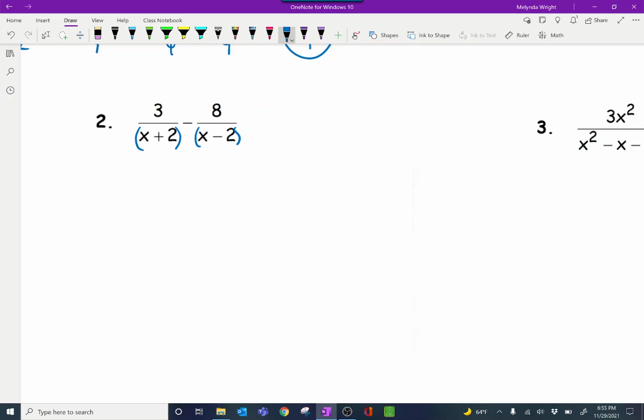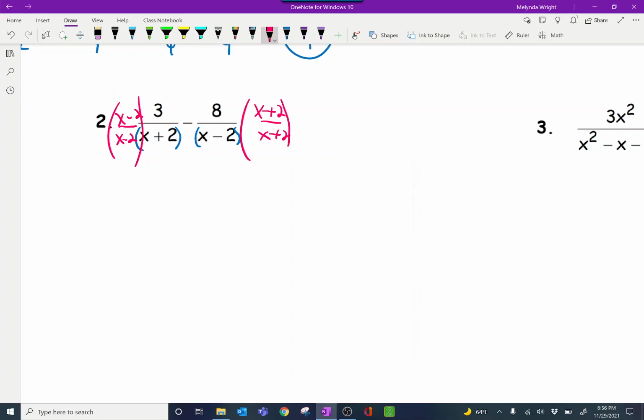So I really would love them to be the same, both x plus 2 or both x minus 2, but they're not. So what I'm going to have to do is get the same denominator. I'm going to have to multiply this first one by x minus 2 over x minus 2. I'm going to have to multiply the second fraction by x plus 2 over x plus 2.